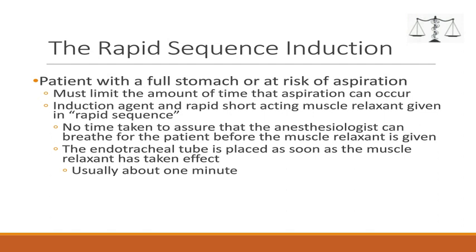We don't take any time to assure that the anesthesiologist can breathe for the patient before the muscle relaxant is given, because we don't want any air to get into the stomach and increase the risk of regurgitation. The endotracheal tube is then placed as soon as the muscle relaxant takes effect, and for the muscle relaxant we use for these situations, it takes about a minute.